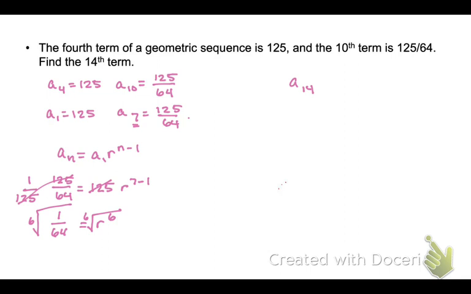Well, 64 is 2 to the... It's 2 to the 6th, because 2 cubed is 8. So we have the 6th root. So r equals 1/2.